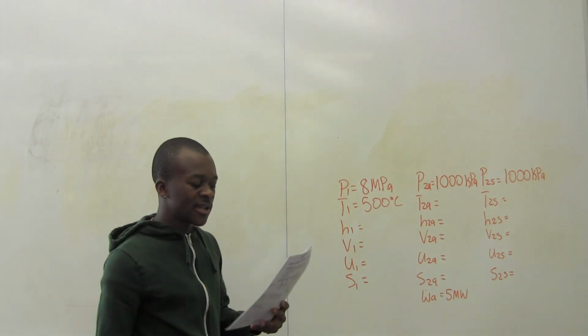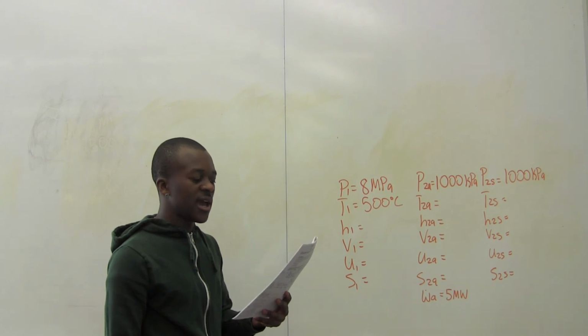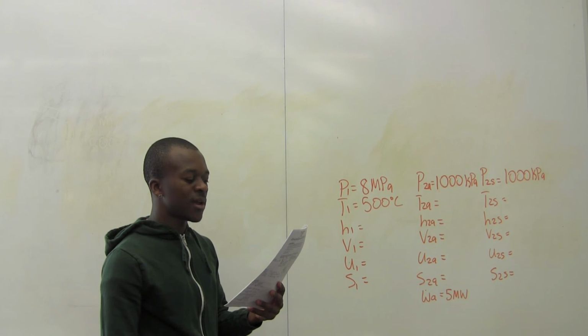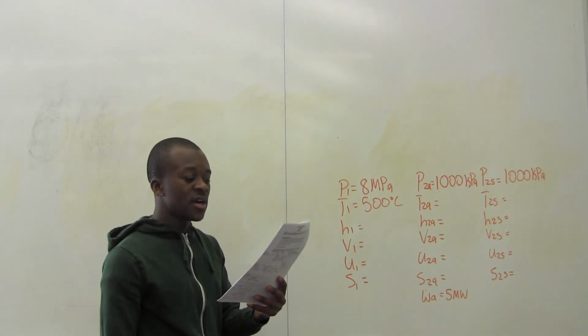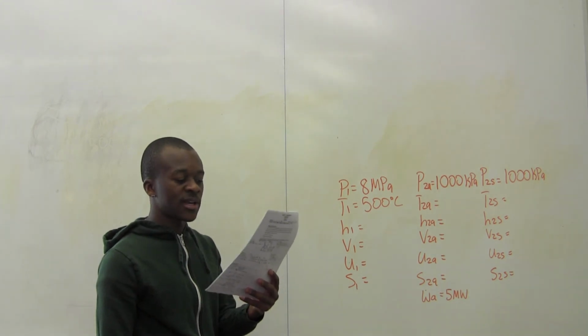Steam enters an adiabatic turbine steadily at 8 megapascals and 500 degrees Celsius and leaves at 1000 kilopascals. If the power output of the turbine is 5 megawatts and the isentropic efficiency is 70%, determine A, the mass flow rate of steam through the turbine, and B, the temperature at the turbine exit.